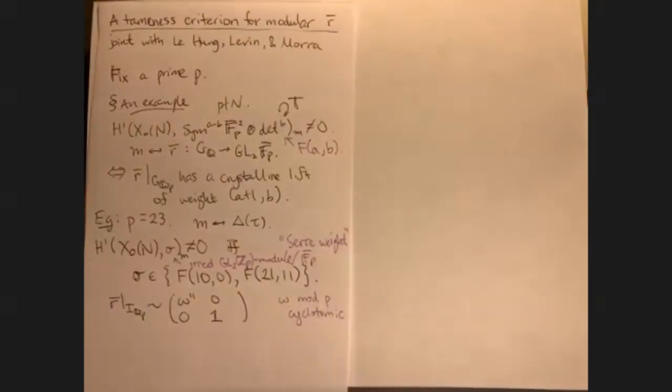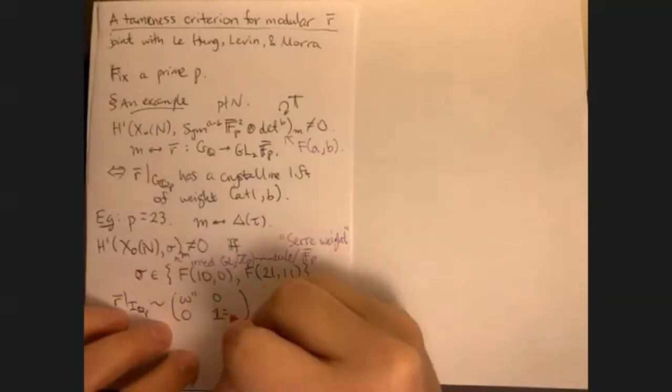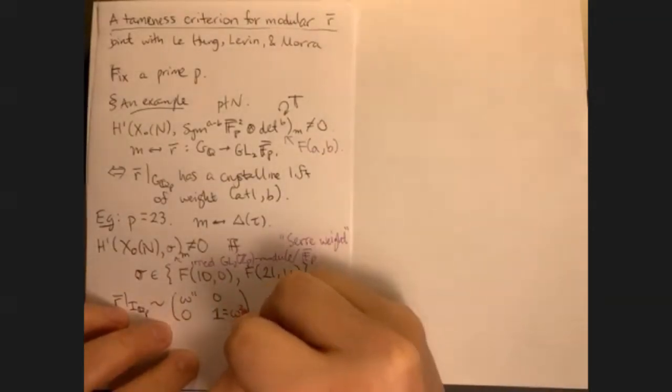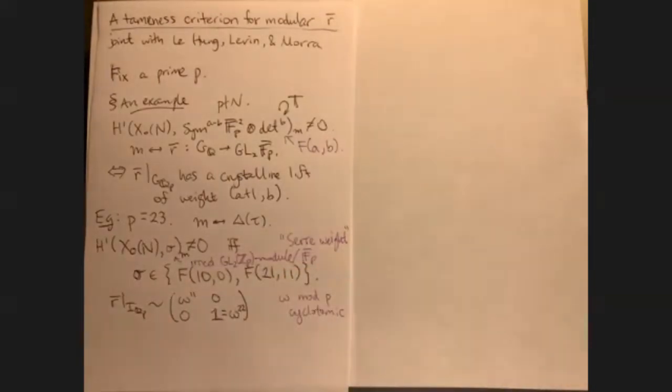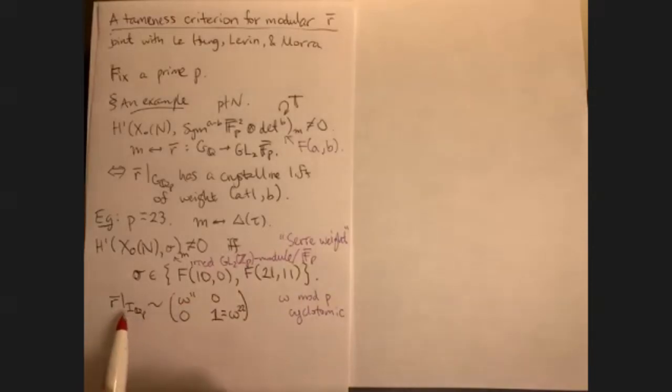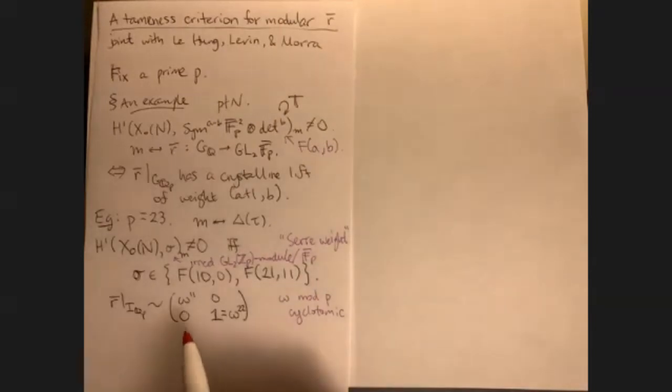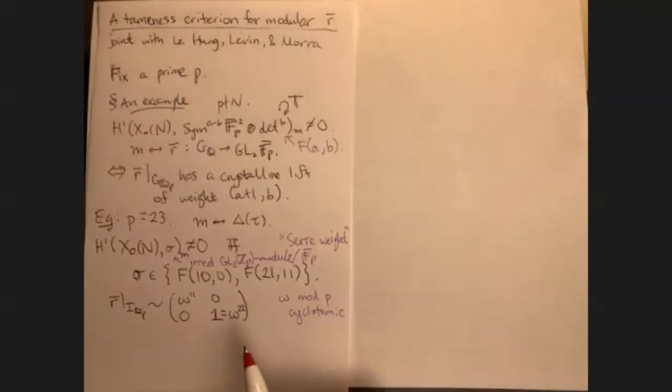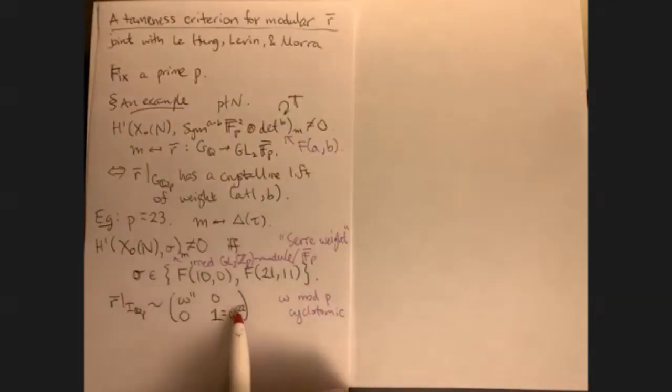I want to point out that the trivial character is the same as omega to the 22nd. And so we can see that R-bar restricted to the decomposition group has a crystalline lift of weight 11 and 0, just by taking the cyclotomic character to the 11th and the trivial character. It also has a crystalline lift of weight 22 and 11, corresponding to, instead of taking the trivial character here, taking the cyclotomic character to the 22nd power.